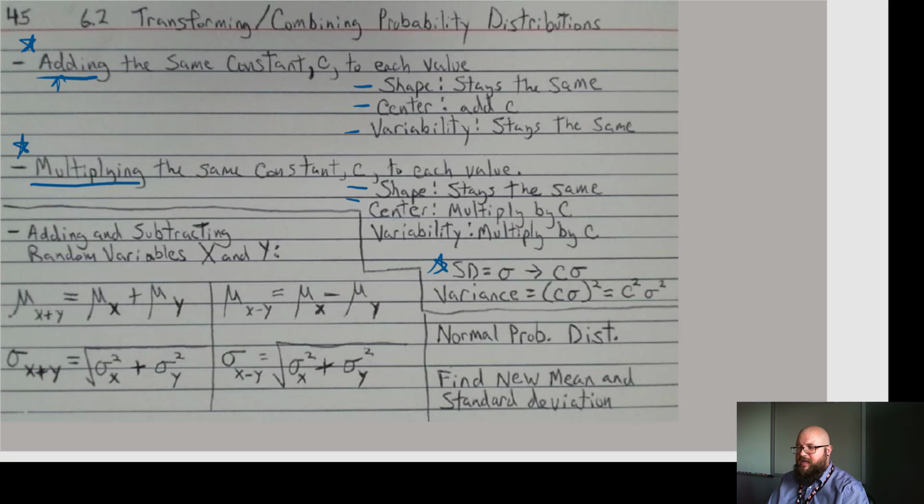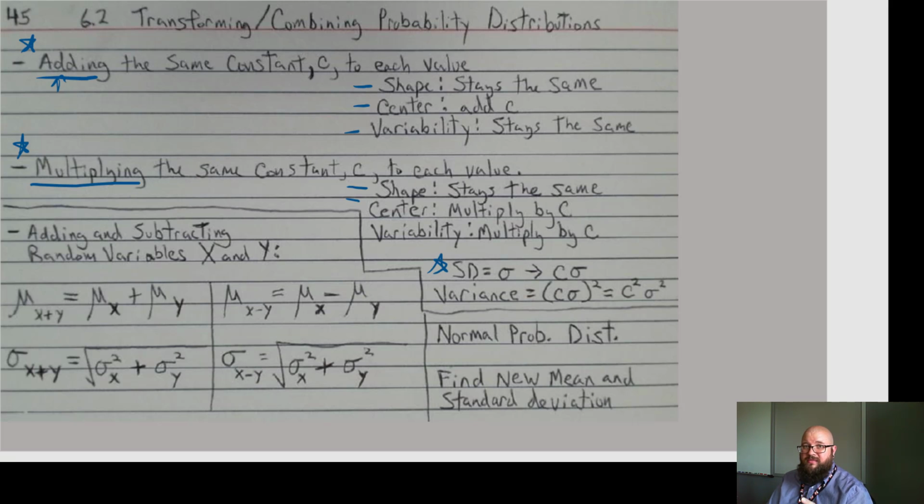When you multiply, the shape is still going to stay the same. The center, you're going to multiply by that new C value. And the same thing you're going to do to your standard deviation. You're going to multiply it times that C value, in which case, in our example, we doubled everything. So that doubled our center and it doubled our standard deviation. And for the adding, we added 10, so our C value was 10 in each one of those cases. That's the big thing we'll take away from this.